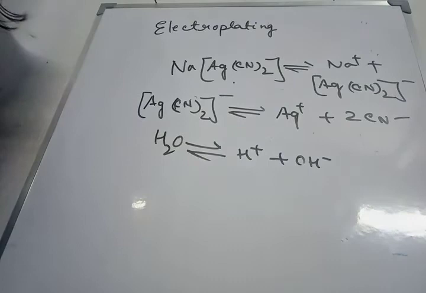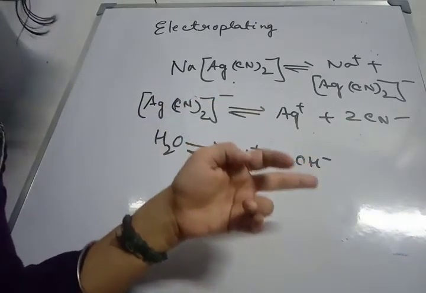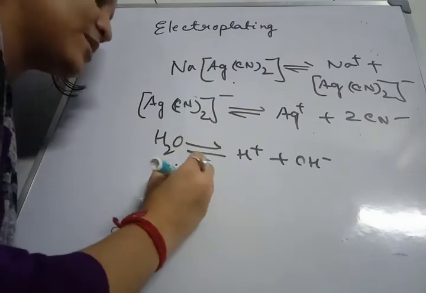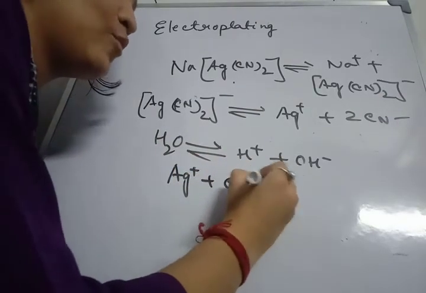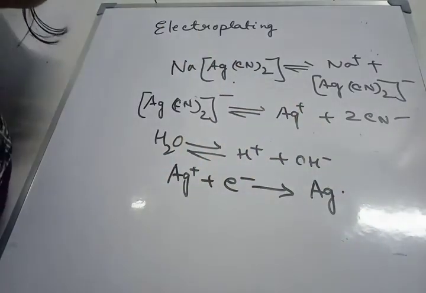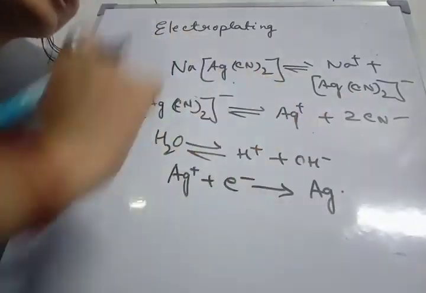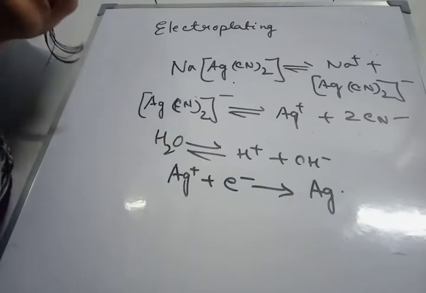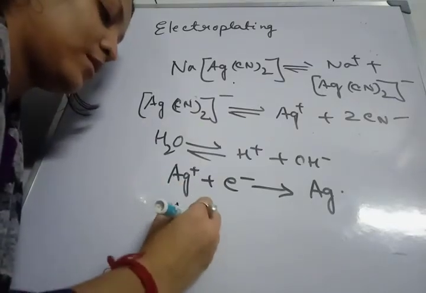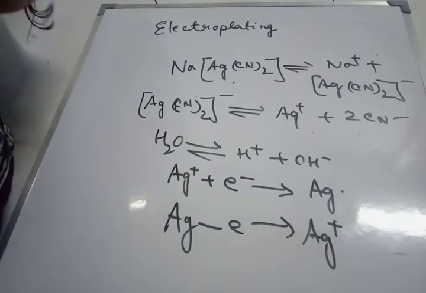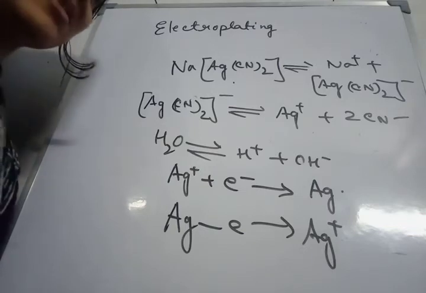Now, the reaction at the cathode. Silver ions move towards the cathode and get deposited due to their lower position in the electrochemical series: Ag+ plus 1 electron gives Ag. Next, the reaction at the anode. Both cyanide and hydroxide ions move towards the anode, but none of them gets deposited due to the active nature of the anode. The silver anode loses electrons to form silver ions that move into the solution. Hence, with progressive time, the mass of the anode decreases and the mass of the cathode increases.